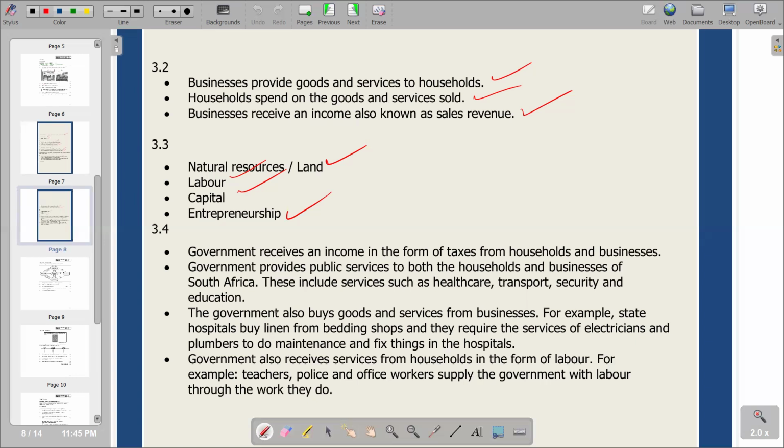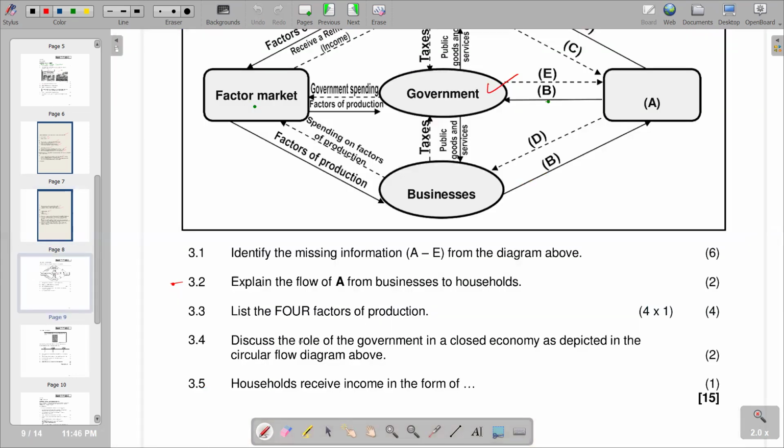Next, the government also buys goods and services from businesses. For example, state hospitals buy linen from bedding shops, and they require the services of electricians and plumbers to do maintenance and fix things in the hospitals. The last point is that the government also receives services from households in the form of labor. For example, teachers, police, and office workers supply the government with labor through the work they do. So these are the explanations for discussing the role of the government in a closed economy.